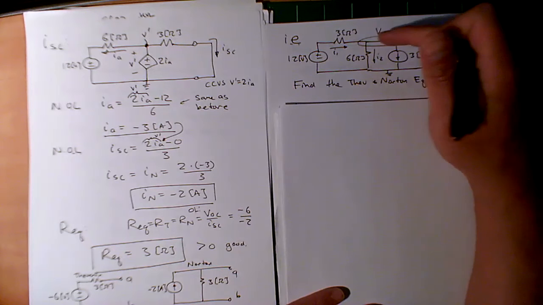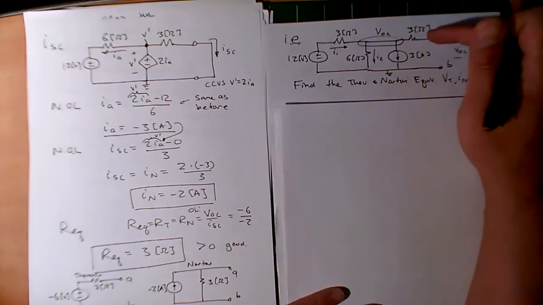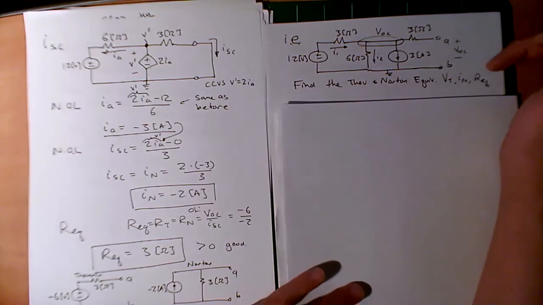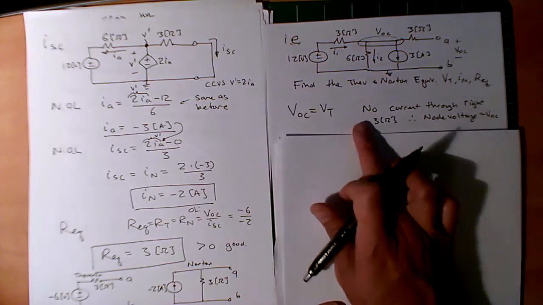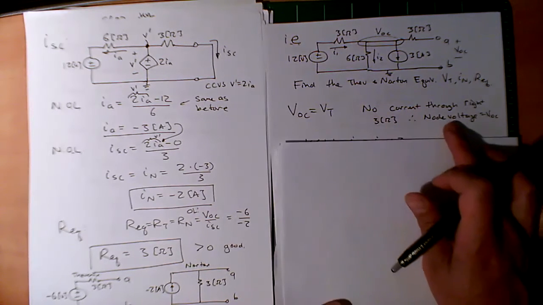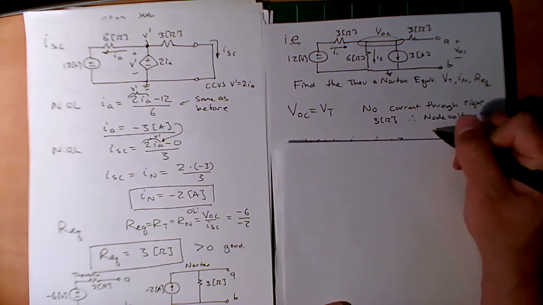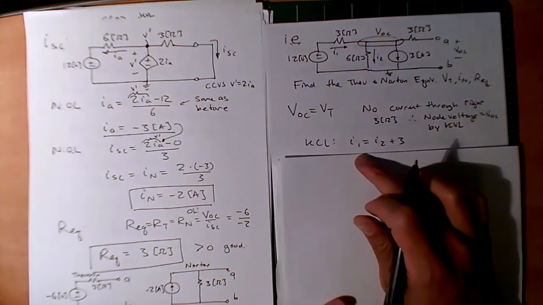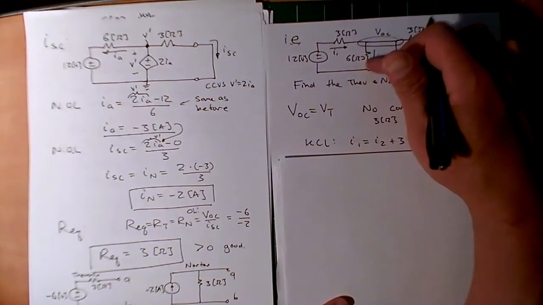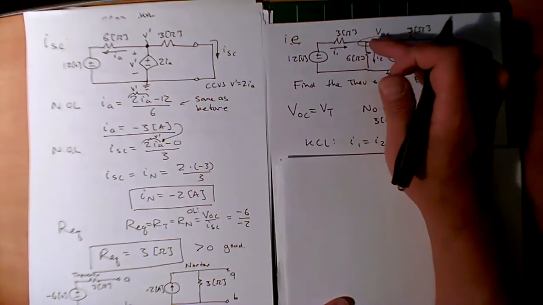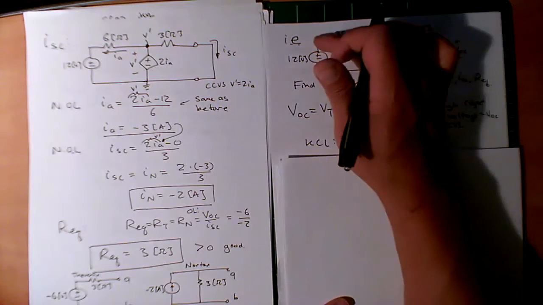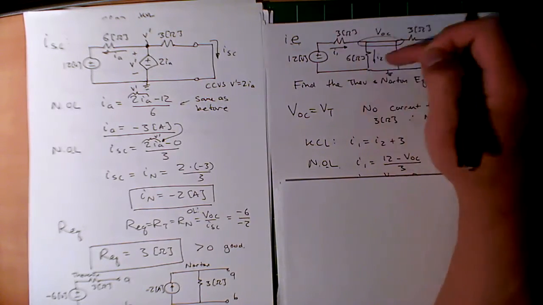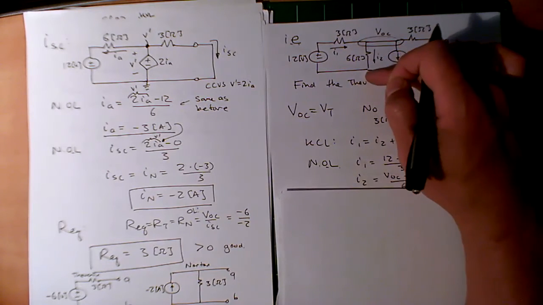What else? The current going through this branch is 3 amps, no current there. Any other resistance equivalents? No, okay. So let's crunch this through. We wrote this down: no current through the right 3 ohm, node voltage equals VOC, by KVL. I could do a KCL, I1 equals I2 plus the 3 amps, and use nodal Ohm's law. So I1 equals (12 minus VOC) over 3, I2 equals (VOC minus 0) over 6.